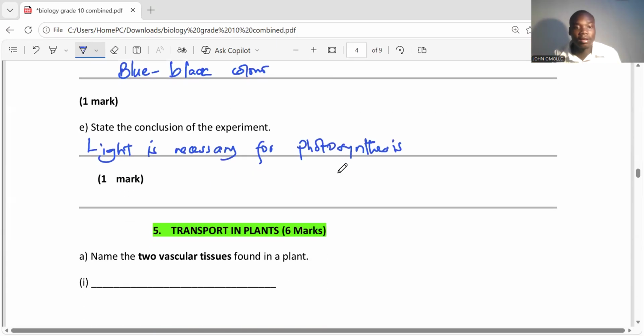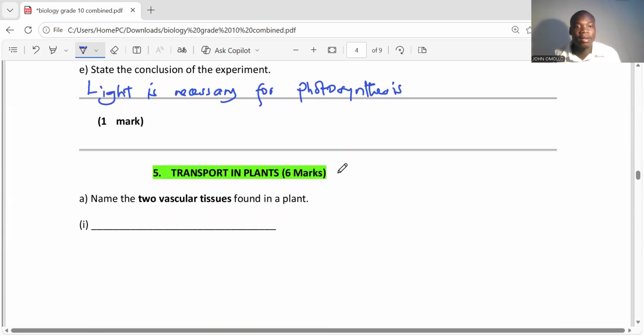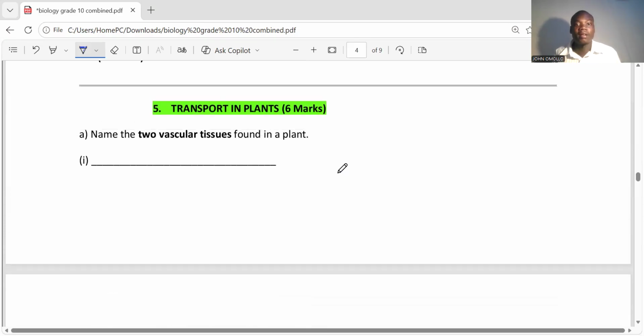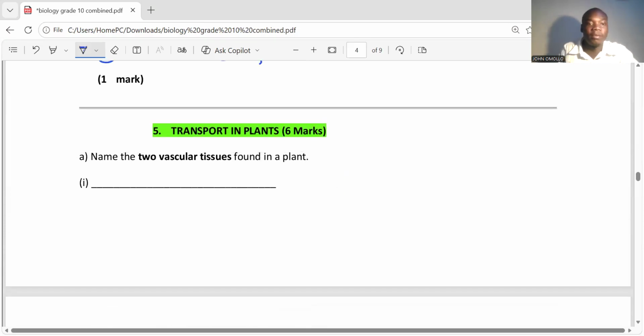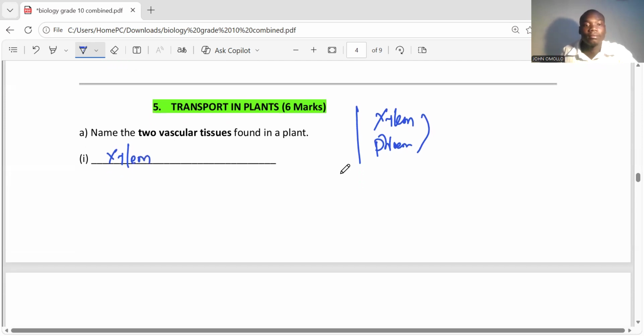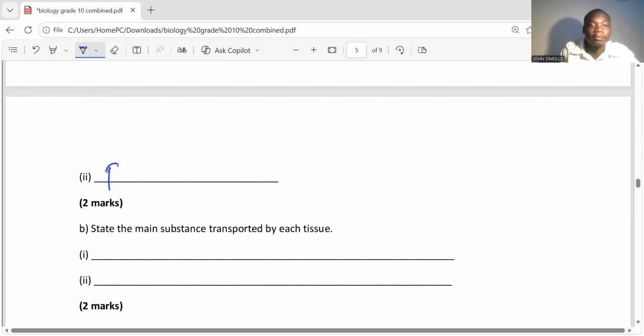Let me see this question. Transport in plants. This question, 6 marks only. Let me finalize with this one. Name the vascular tissues found in plants. Now, we know that there are only 2 vascular tissues found in plants. One of them is xylem. Another one is phloem. So, just name xylem and phloem.